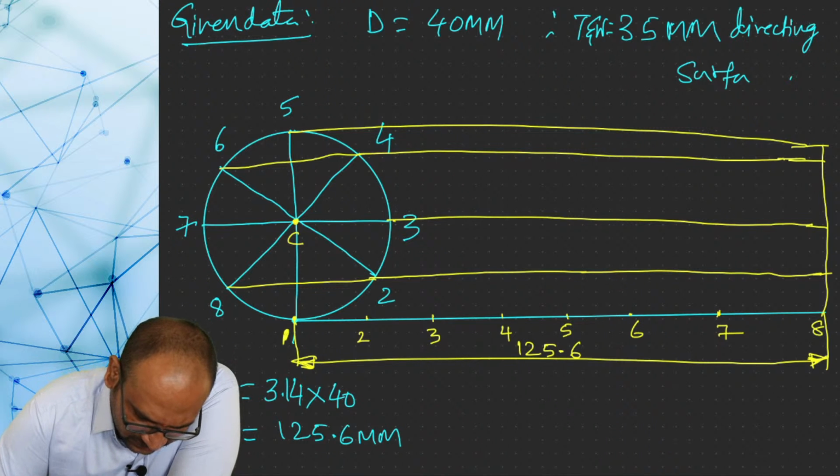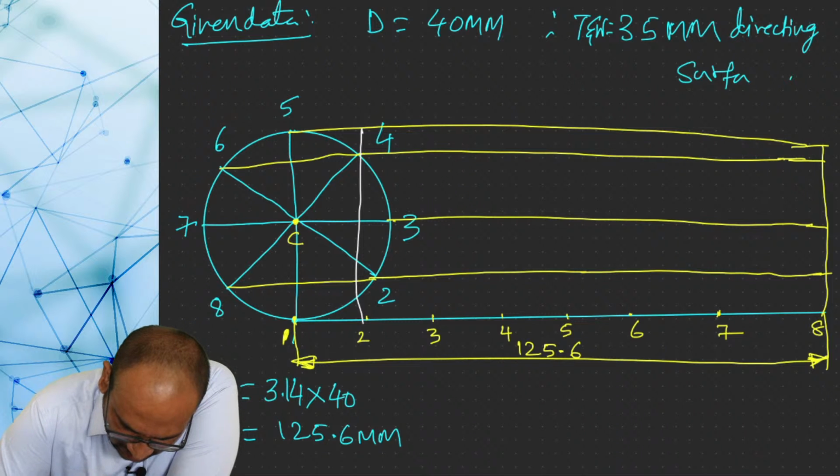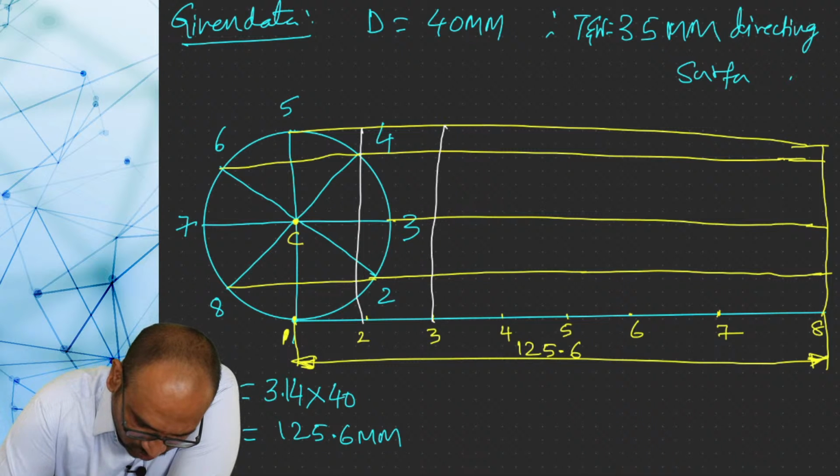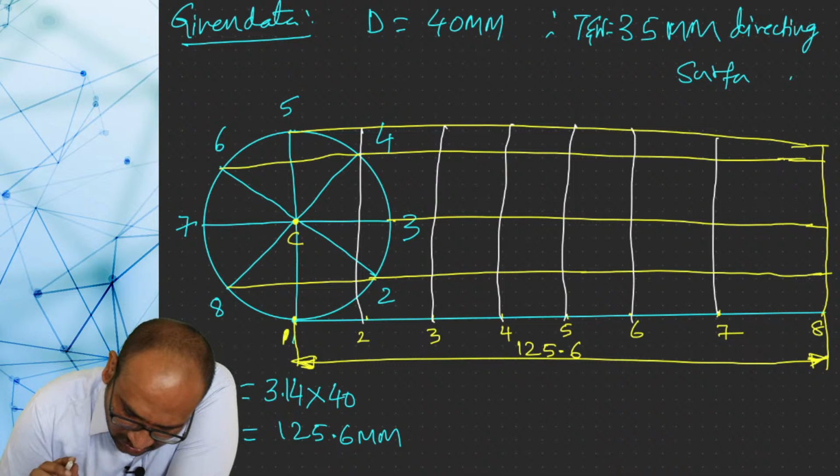And next, with the help of a scale or drafter, with 2 as center, you draw a vertical line. This line should start from 2 and end at the 5th projector. Similarly, with the help of a drafter, you draw another vertical line. All these lines should be very thin. All these lines are construction lines.